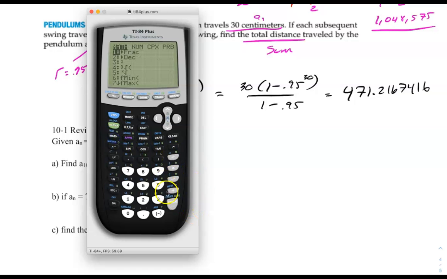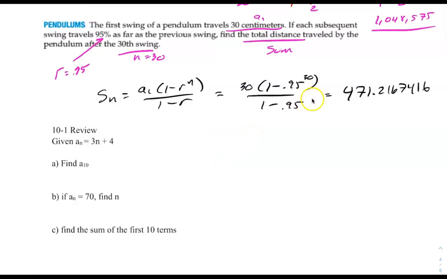Math fractions to see what that is. As a fraction, no fraction form. So that's a rational. That's an irrational number. So about 471. That's my answer.